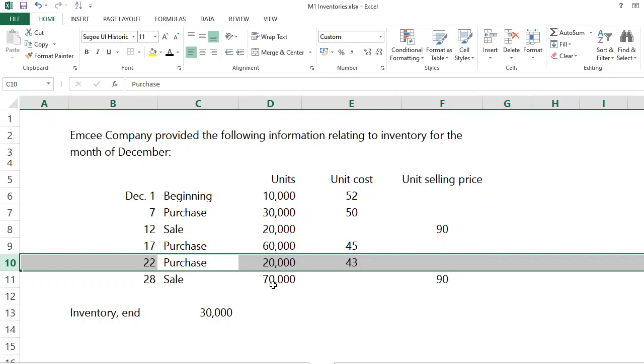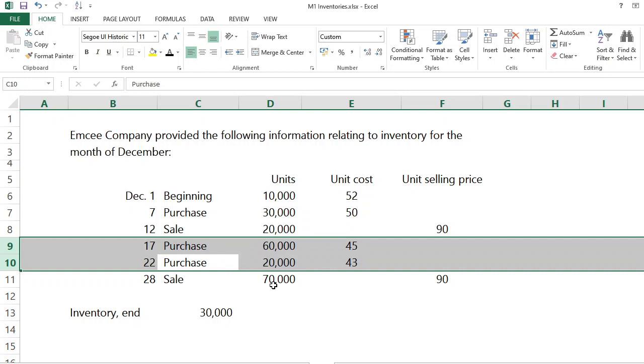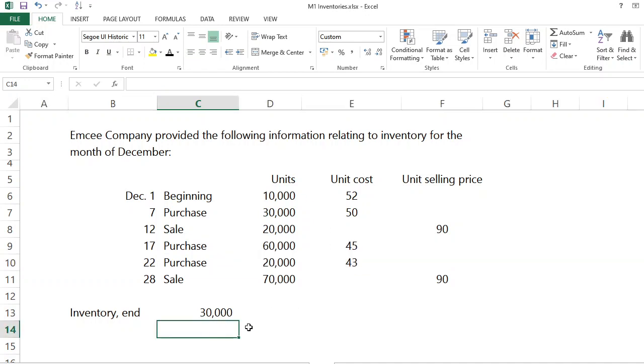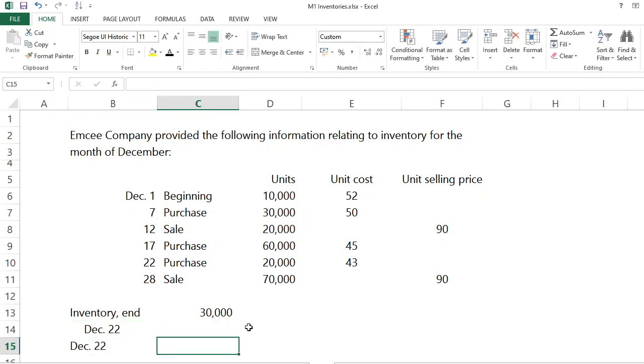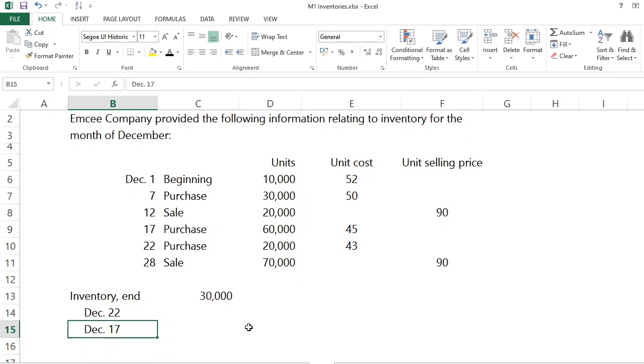Asa na to kuhaon ang 10,000? Diri sa December 17 purchase, ang 10,000. You also have there the unit cost, that's 43 and 45. So, mas dali na lang nato nga i-compute. So, inventory end of 30,000 is from, again, your December 22 purchase and your December 17 purchase.